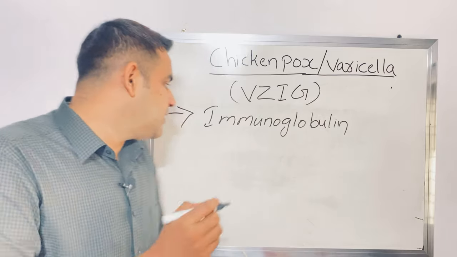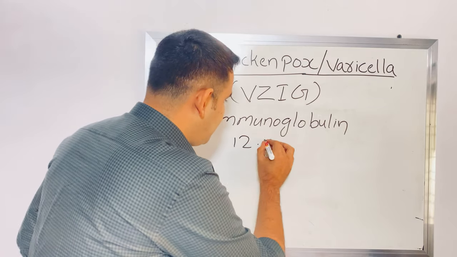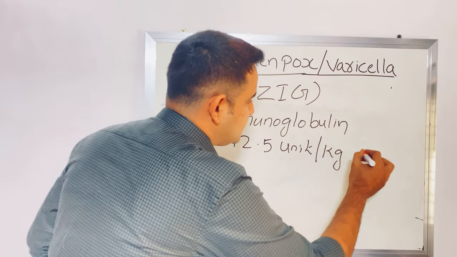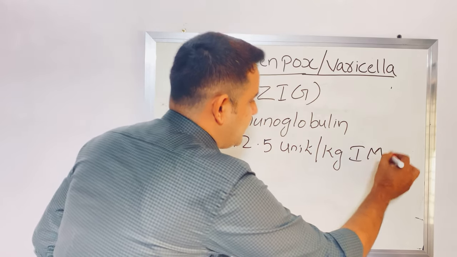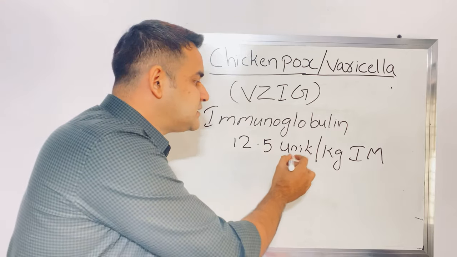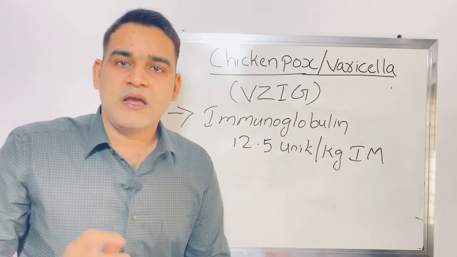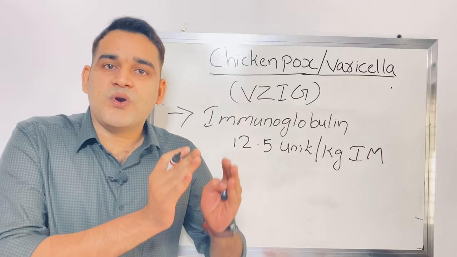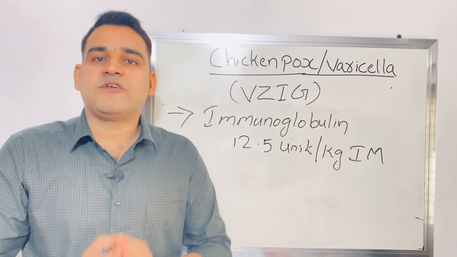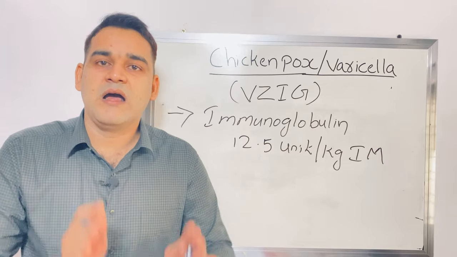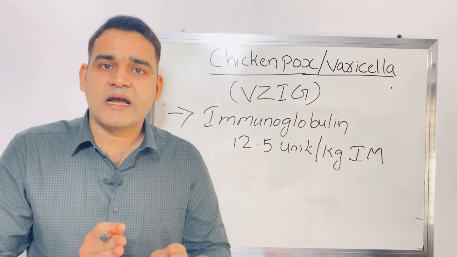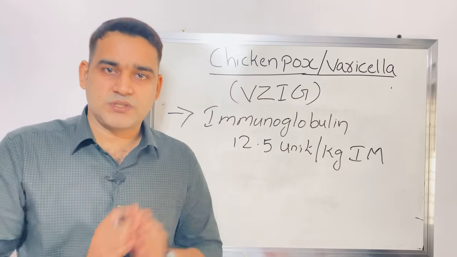So, you have to give 12.5 unit per kg body weight IM, the varicella zoster immunoglobulin. Now repeat after 3 weeks, to prevent the attack of chickenpox.